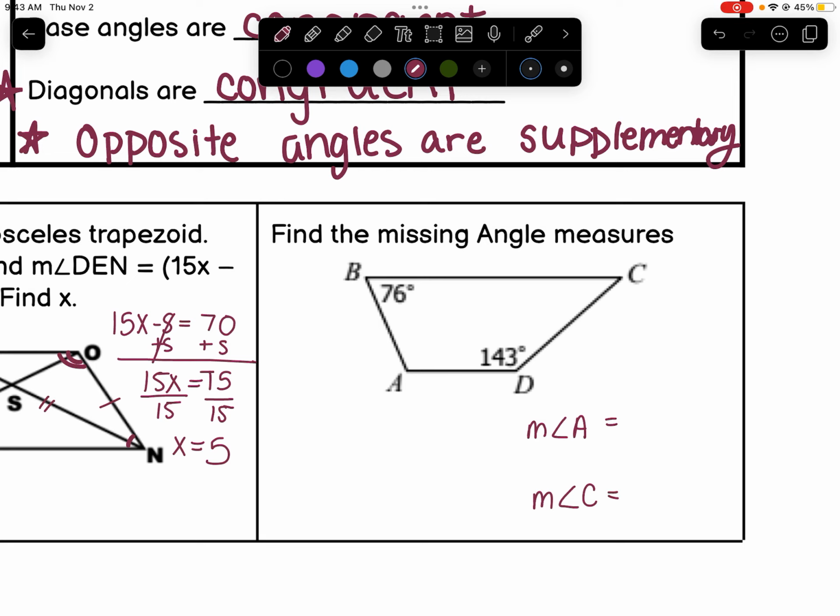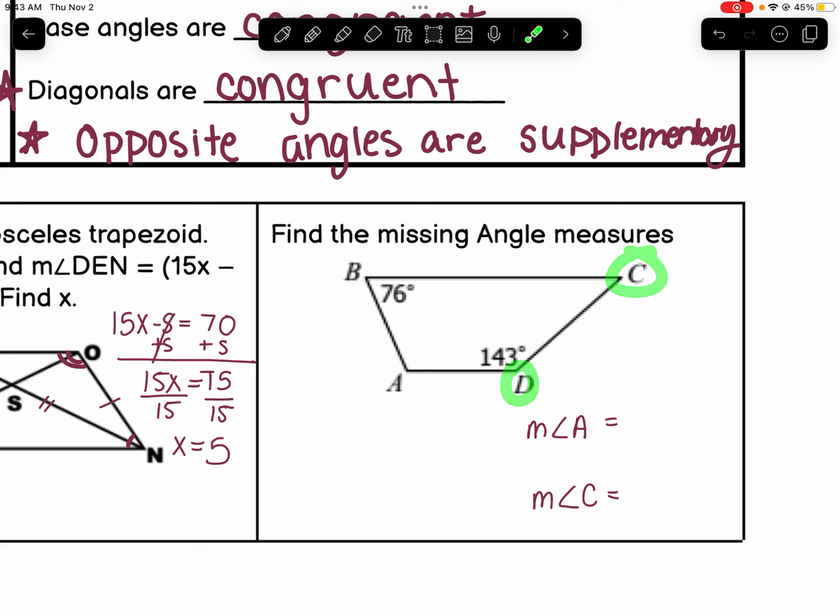And so to find that, we need to understand that angle B and angle A are supplementary. And we need to understand that angle D and angle C are supplementary. And so if B and A add up to equal 180, then I can do 180 minus 76 to find the measure of angle A. And I get 104 degrees.